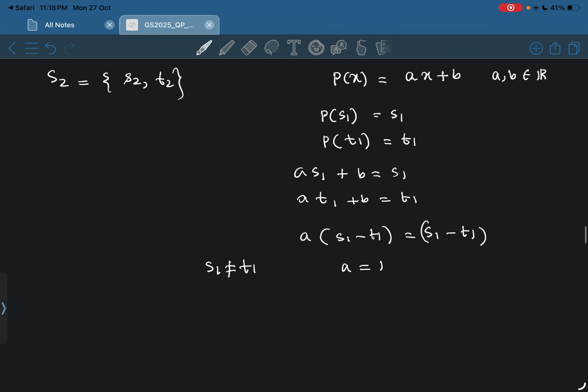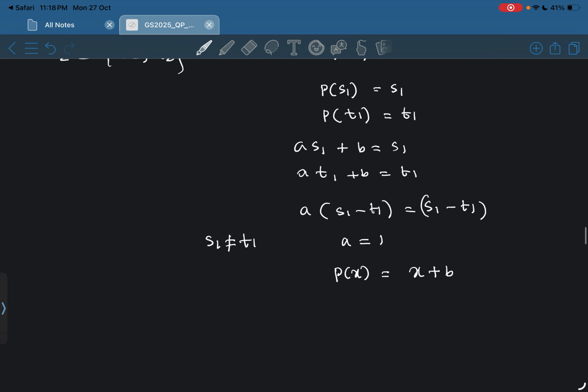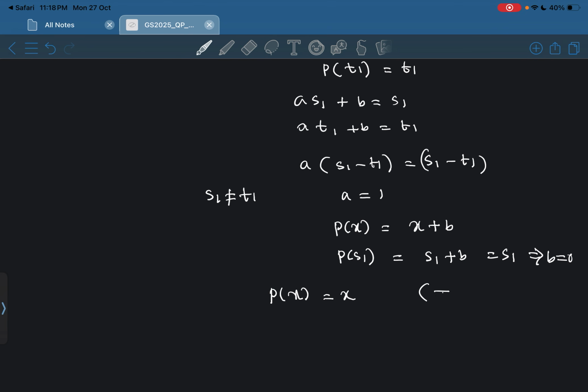Now if a is equal to 1, then what is P(x)? P(x) equals x plus b, right? Then P of s1 equals s1 plus b, and that is equal to s1, so this will imply b equals 0. So then P(x) must be equal to x. But in that case you can find many subsets of order 2 that satisfy P of S equals S. In particular, you can take any 2-point subset. But the question says that there exist exactly two subsets that satisfy this property. So that is not the case, right? So this is a contradiction.